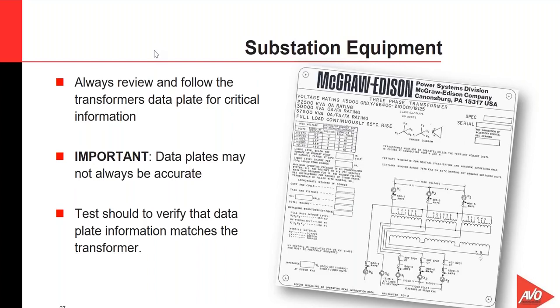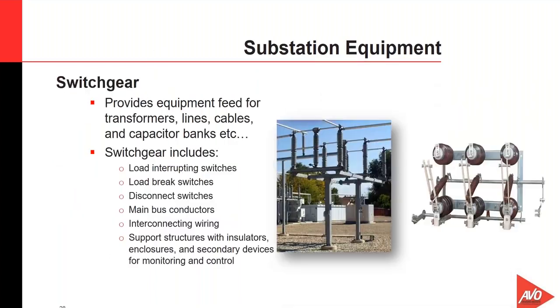Okay, so let's go ahead and get into a little bit about switchgear. Switchgear can be either indoor or outdoor, or a combination of both. Most outdoor switchgear is going to be rated around 26 kV. Indoor is going to be above, and most indoor switchgear is going to be below 26 kV. Different types of switchgear you could see out there are load interrupting type switchgear, load break switches, disconnect switches, main bus connectors, and of course that switchgear is also going to include insulators and secondary devices for monitoring and control.